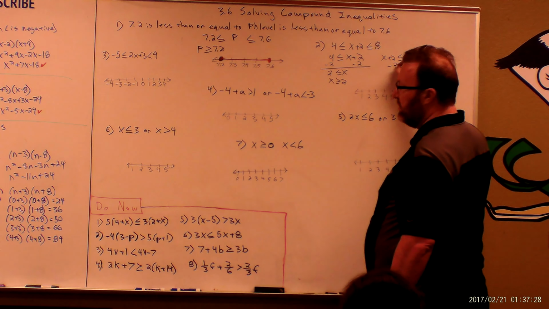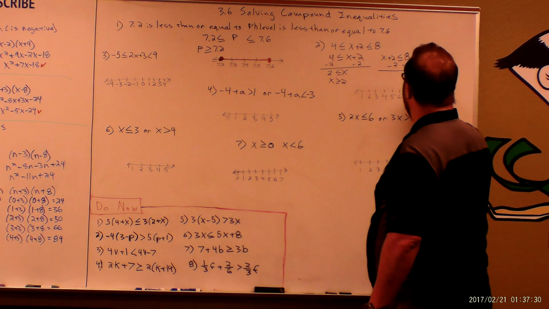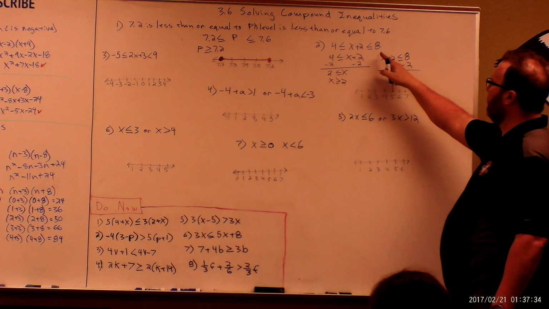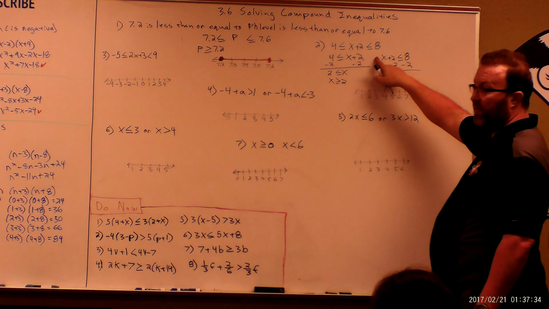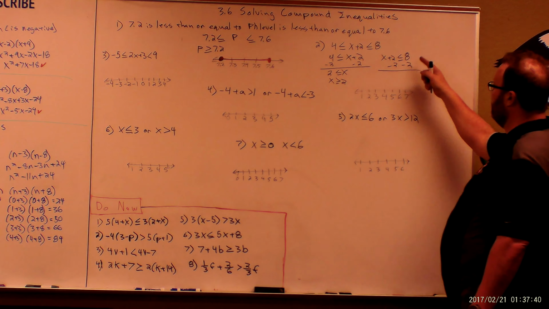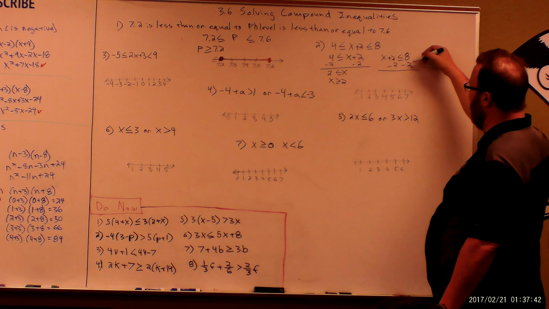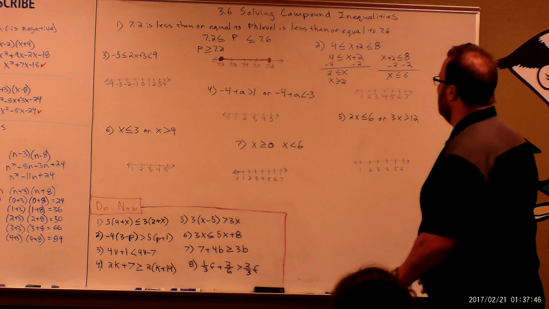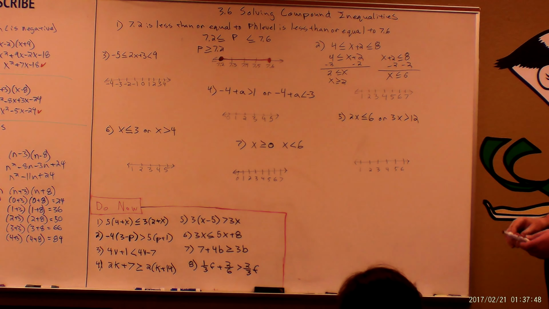So we subtract 2. Now, if the negative 2 was in front of here and it was next to the x, yes. But this is actual subtraction. So we're going to go ahead and take care of this. 8 minus 2, 6. X is less than 6. Okay? So we're done.